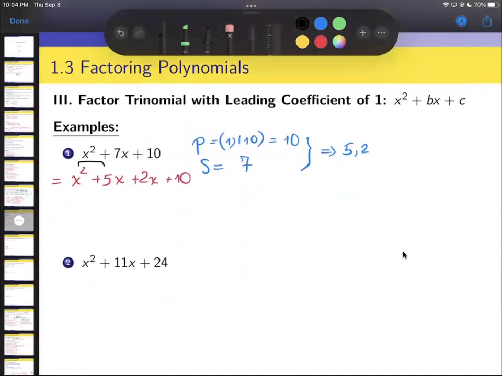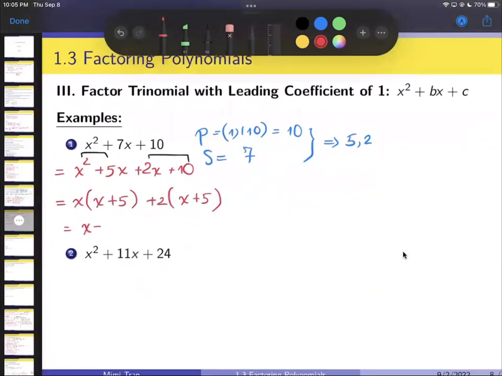Group factoring. Factor out the x for the first group, so I got x plus 5. Factor out the 2 for the second group. Then factor again. And then you can check your answer by FOILing it back. Okay.